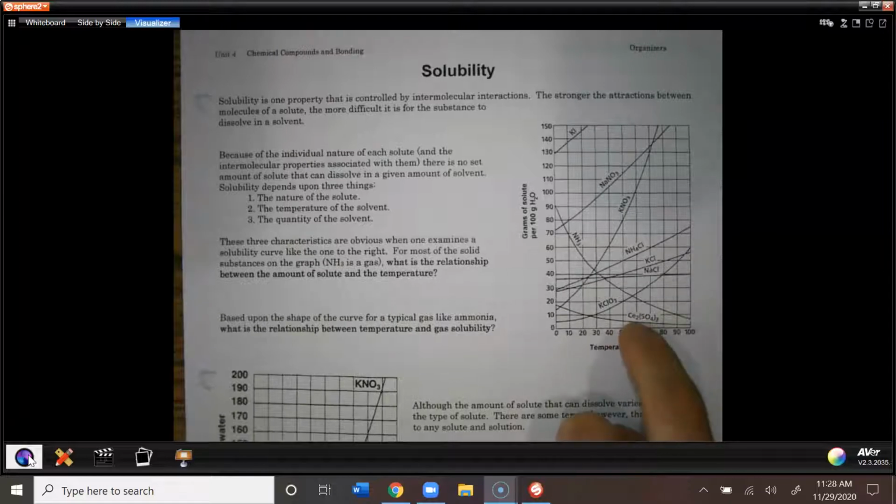So you can see one over here on the right. Notice there are very different lines. Each substance has its own unique solubility. So when you're talking about solubility, you can't do it generically. You have to be very specific about the material. Notice the other parts to the graph.